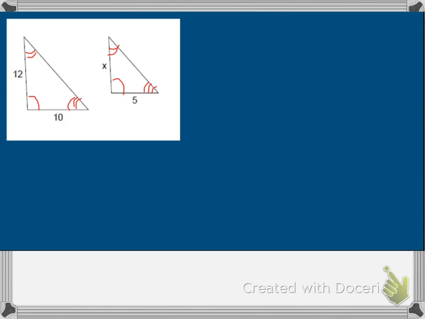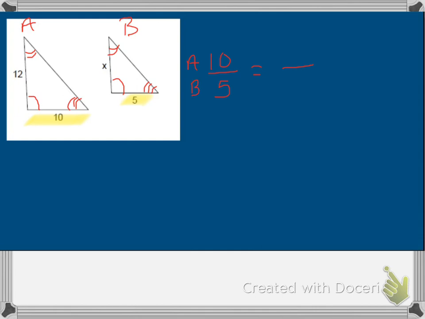What I'm going to do is set up a proportion to solve for the missing side. I know that this side, the 10, corresponds to the 5. So that's going to be my first ratio. My 10 corresponds to my 5. I'm going to keep everything in the same order. So let's say this is triangle A and this is triangle B. You'll notice that I have the dimension from triangle A on the top of my ratio and the dimension for triangle B on the bottom.